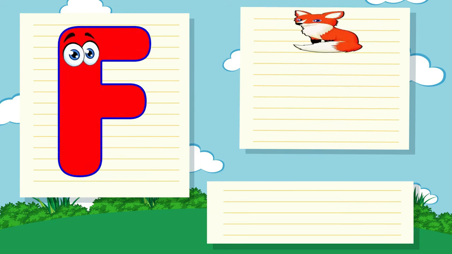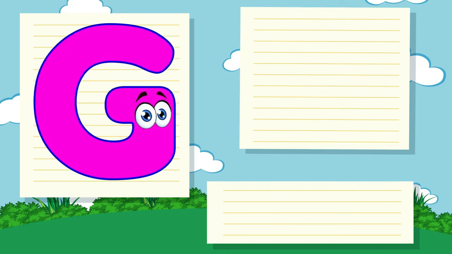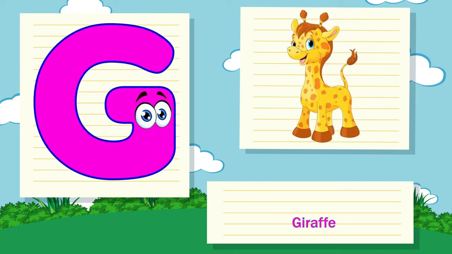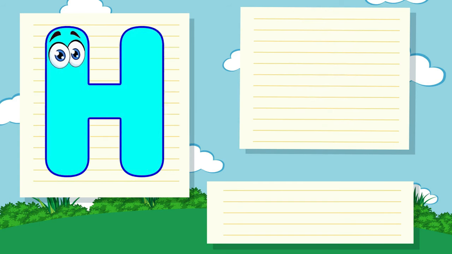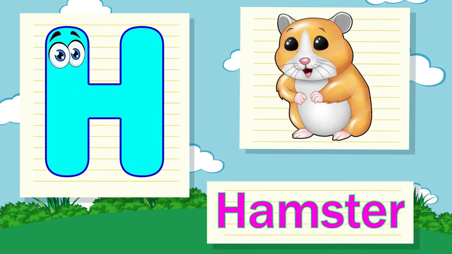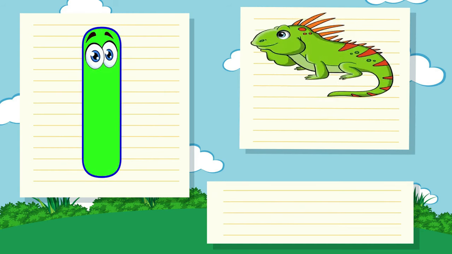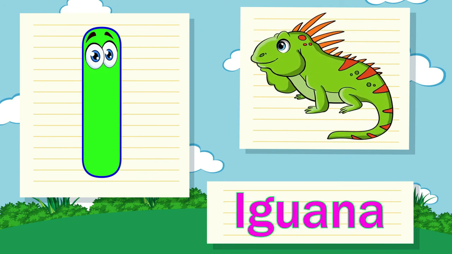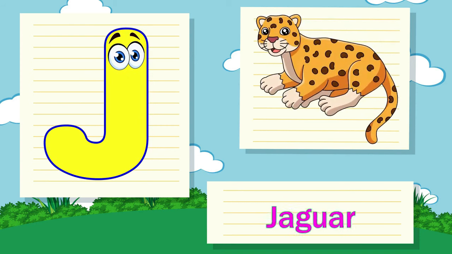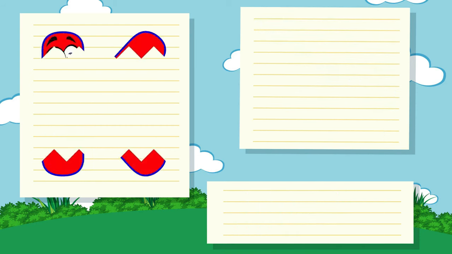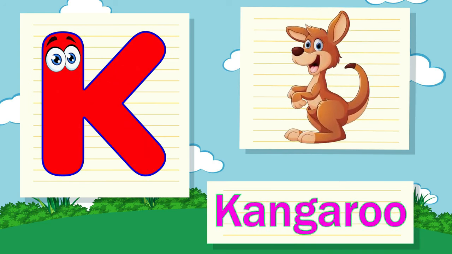F. F for fox. G. G for giraffe. H. H for hamster. I for iguana. J for jaguar. K for kangaroo.